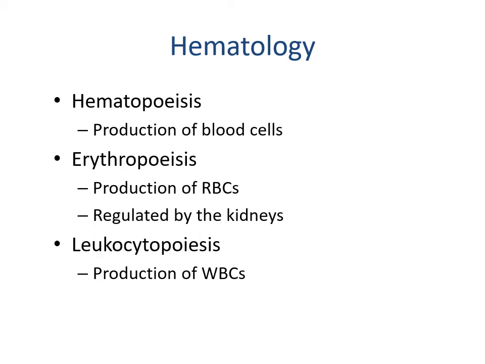Some other terms to know, so we have hematopoiesis, which is the production of blood cells, and then specifically we have erythropoiesis, which is the production of red blood cells, and we'll talk about how this is regulated by the kidneys. We'll talk about how that works. And then you also have leukocytopoiesis, which is the production of white blood cells.